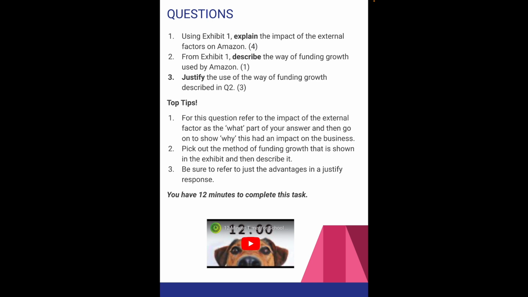And then in question 3, you're then going on to describe the advantages of using that method of funding growth. Justify, describe the advantages. Now, these are worth a total of 8 marks, so 1.5 minutes per mark would give you 12 minutes to complete this task. So please make sure you start the timer below and try and complete the questions in the time given.